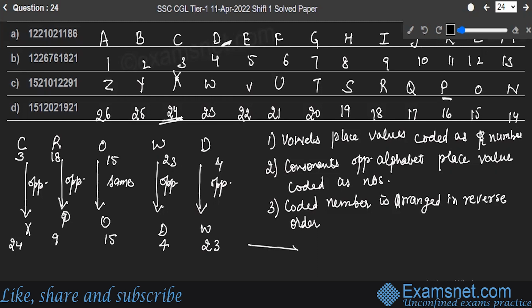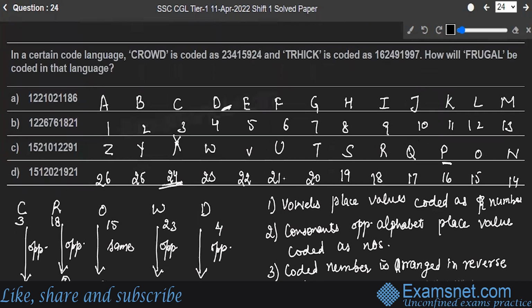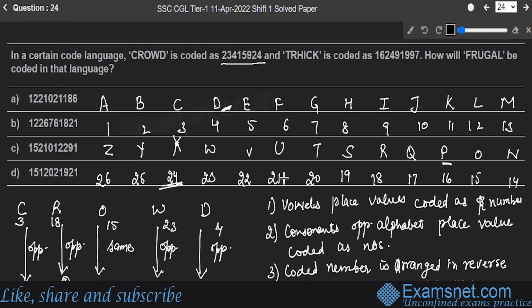Now you have to take the reverse order of this. What is the reverse order? It's 2, 3, 4, 1, 5, 9, 2, 4. See, this is the code: 2, 3, 4, 1, 5, 9, 2, 4. Right? Let's check for the second word as well.